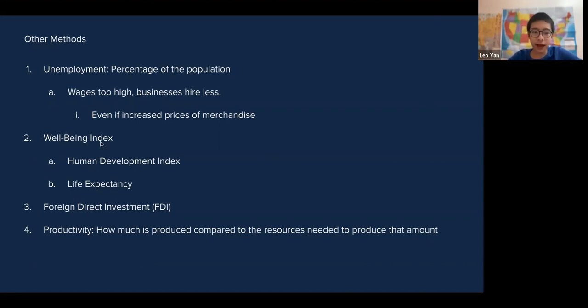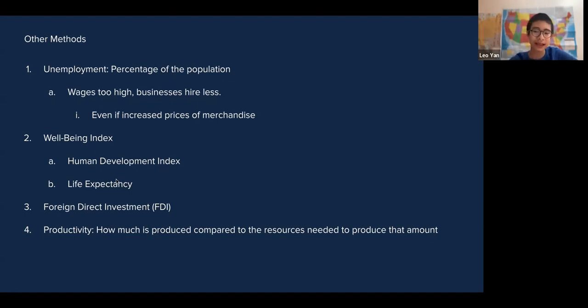We move on to the next factor, which is the well-being index. So the well-being index is essentially a measure of how good your citizens' lives are. And I know this is kind of hard to measure, especially if you're just condensing it into a numerical number. But it basically takes into account a lot of factors like the life development index and life expectancies.